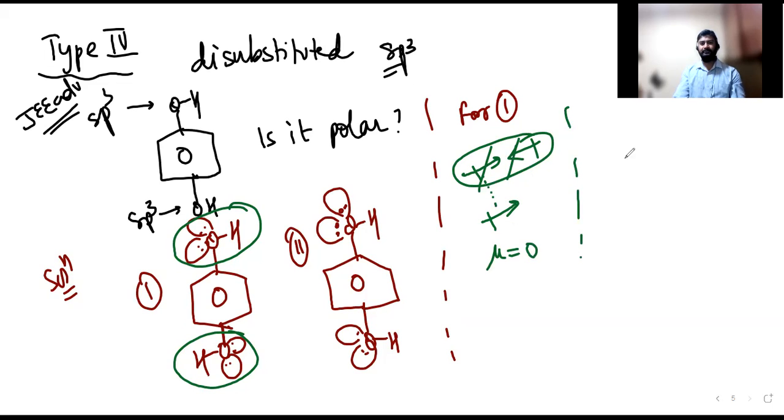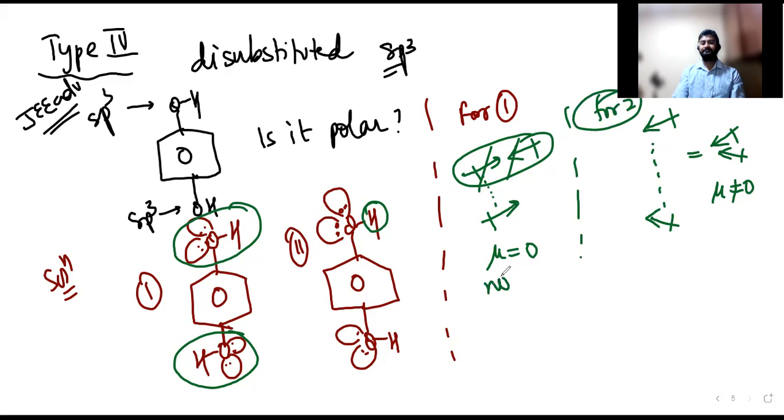Look at diagram number 2. H is less electronegative, oxygen is more electronegative, so electron will come here. In this case, it will come here. Shift it together. I can shift it here. So if I do that, both the dipoles are coming towards each other. So they will not cancel. So mu will not be 0. So as per structure 1, it is non-polar, right? As per structure 2, it is polar.